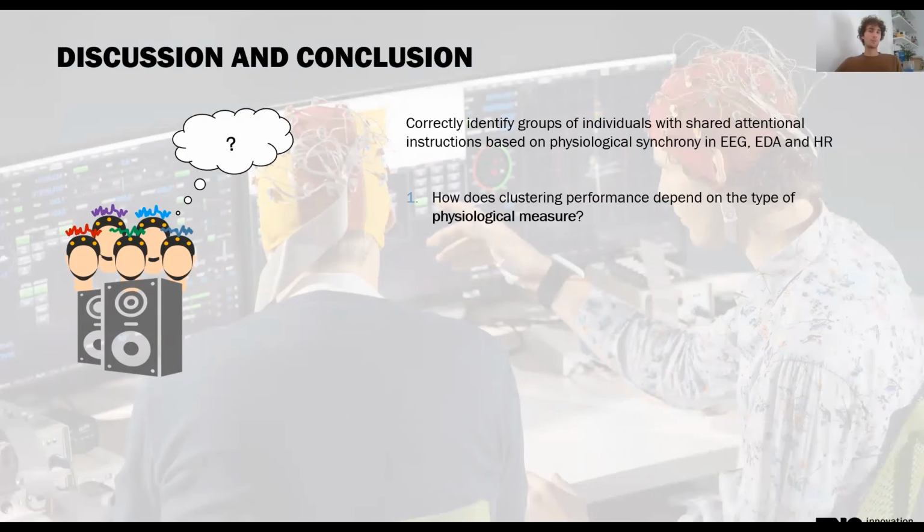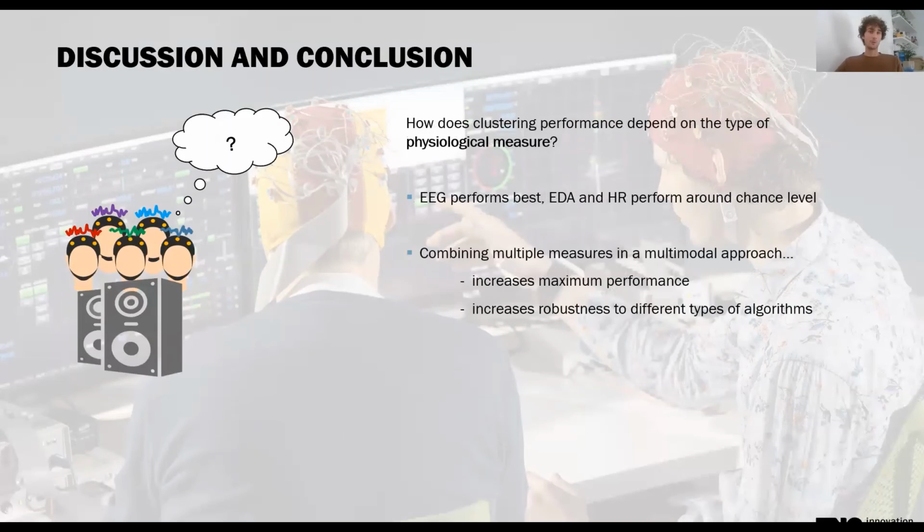The aim of this research was to correctly identify groups of individuals with shared attentional instructions based on physiological synchrony in EEG, skin conductance, and heart rate. As you can see, EEG performed best, whereas skin conductance and heart rate performed around chance level. We can also note that combining multiple measures into a multimodal measure increases the maximum performance, but also increases robustness to different types of algorithms, as the performance varies less between algorithms than when using only one physiological measure.